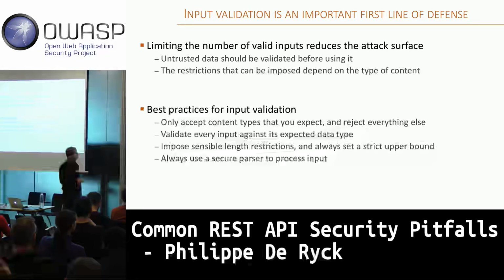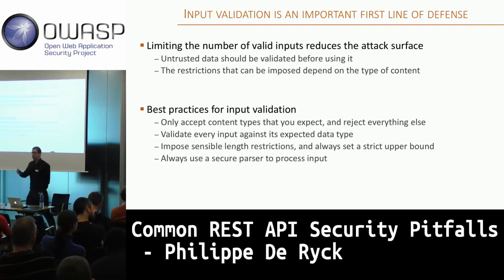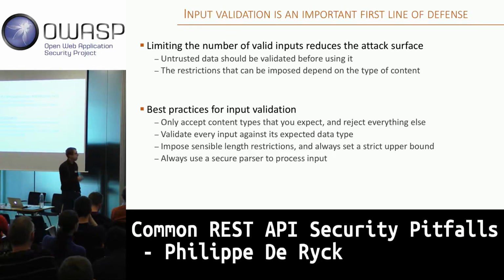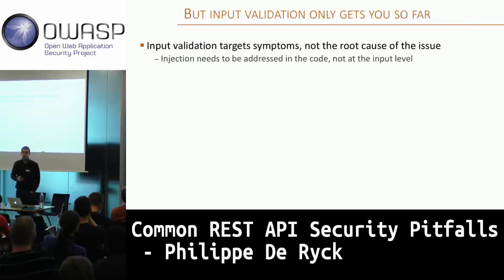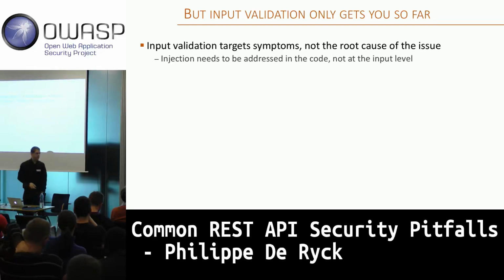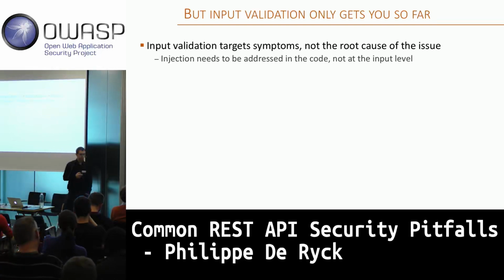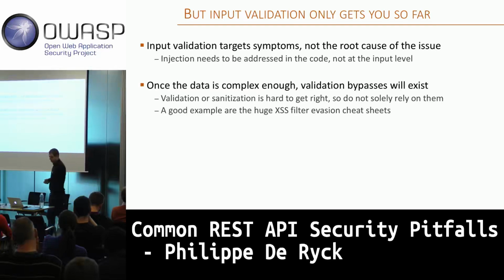Best practices here are to only accept content types that you expect and reject everything else. If you expect a number, verify that you get a number. If you expect a date, verify you get a date. These sound silly, but you would be surprised how many APIs accept just whatever you send them. But input validation is not the holy grail. It only gets you so far. So don't rely on it as a security measure. Use it as a first line of defense to keep the bad guys at least a bit further out the door. But essentially, it's not a very good security solution if you only use that.